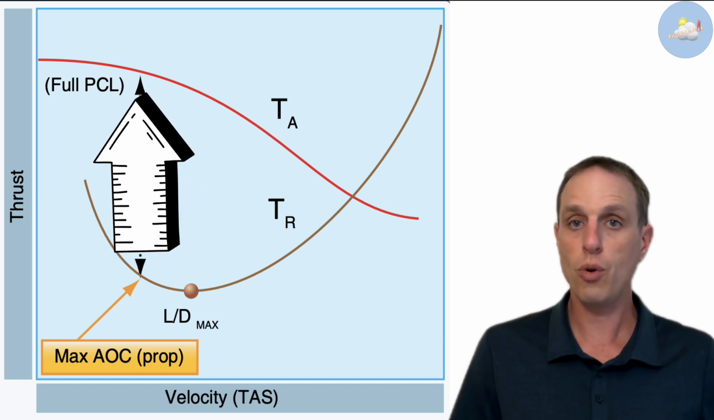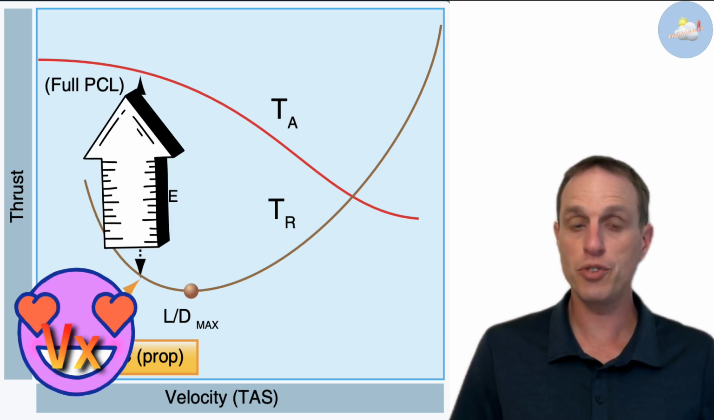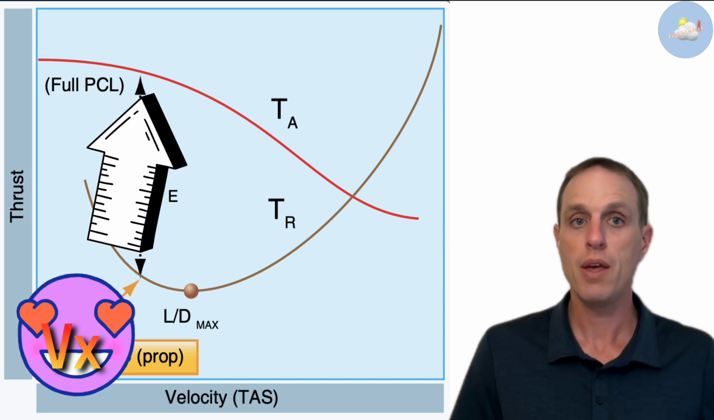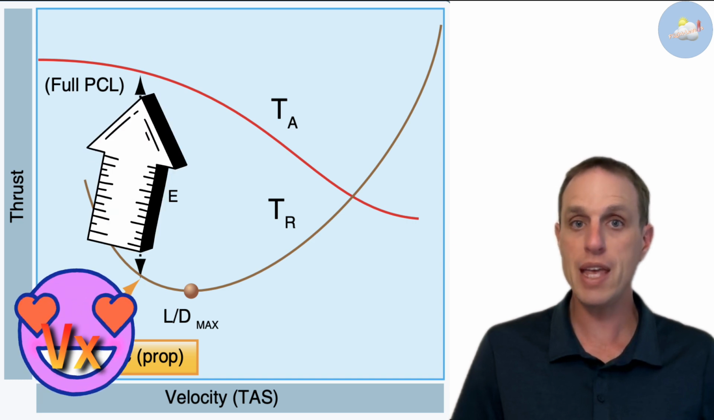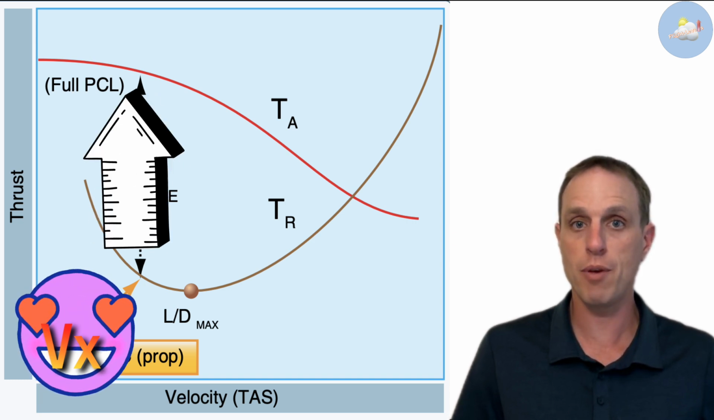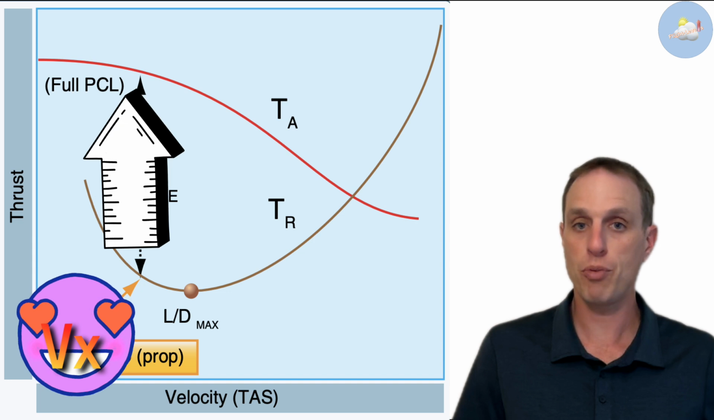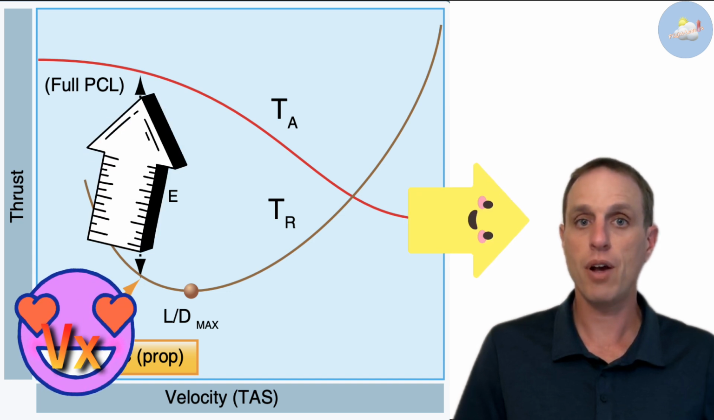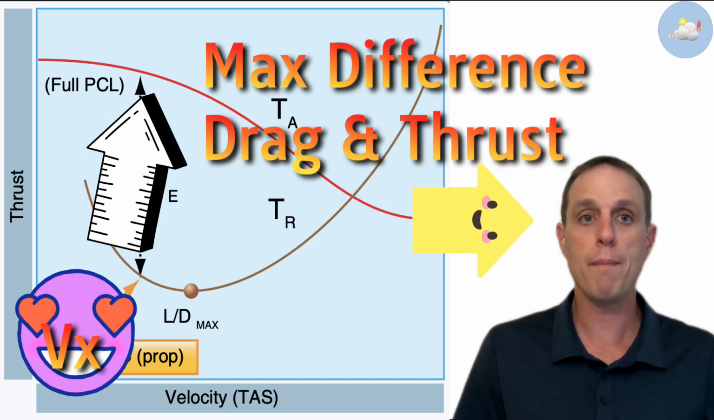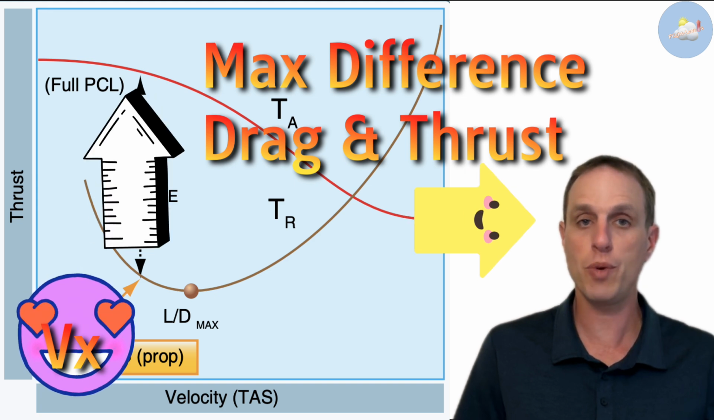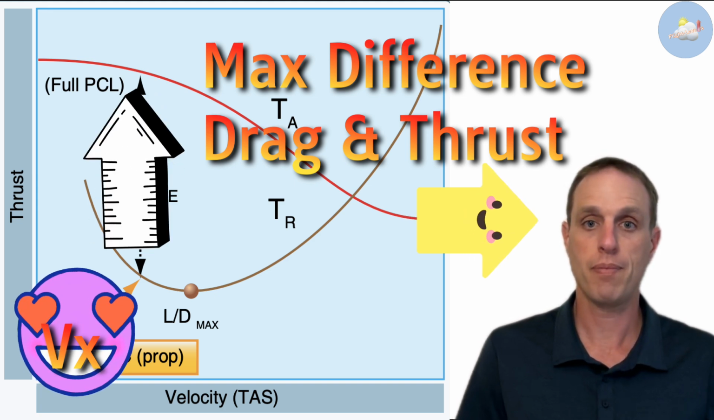So even though total drag increases as we slow from L over D max, the excess thrust available increases to its maximum at Vx. Vx is not about minimum drag, nor is it about maximum thrust. Vx is all about the speed where we have the maximum difference between drag and thrust.